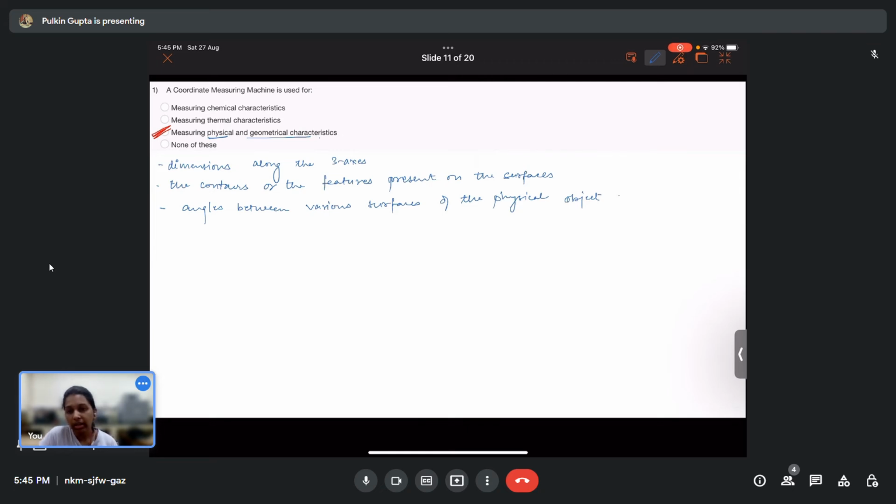So you cannot get chemical characteristics, like the characteristics about the material data, nor can you get the thermal characteristics, that is its heat capacity or thermal expansion coefficients. Those are not what you get from a coordinate measuring machine. The name itself has the term coordinate, which means it gives you the geometrical parameters, that is dimensions along the axes, its angles, and the presence of various features like cylinders, holes, cones, circles, etc.